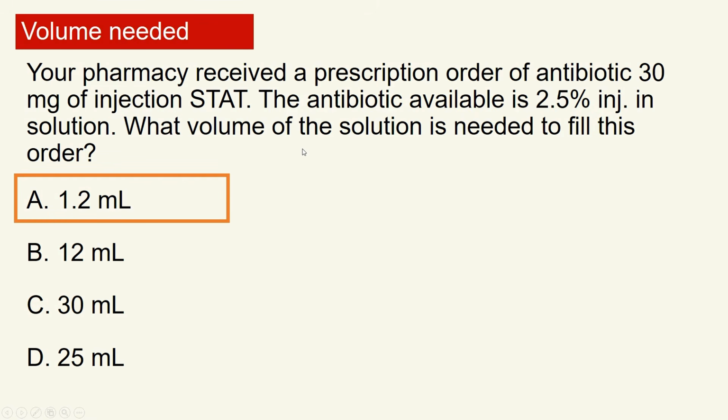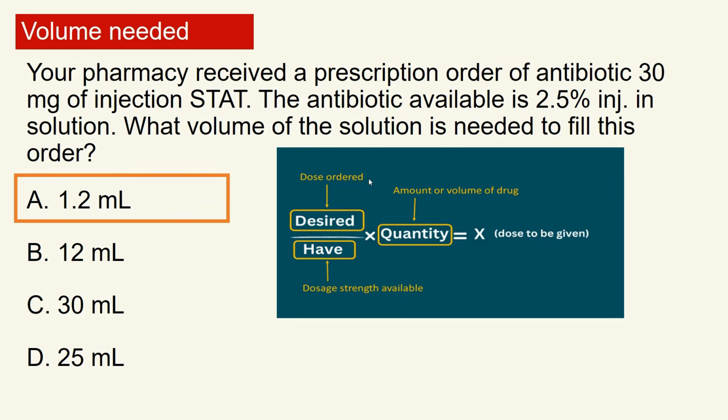The correct answer is 1.2 mL. So let's see how we get it. This is a very standard, simple method to calculate that, called the desired over have method, where desired is the dose ordered. Here desired is 30 milligrams and have is 2.5%, which is the amount in a volume. That means 2.5% means what? 2.5% means 2.5 grams in 100 mL.